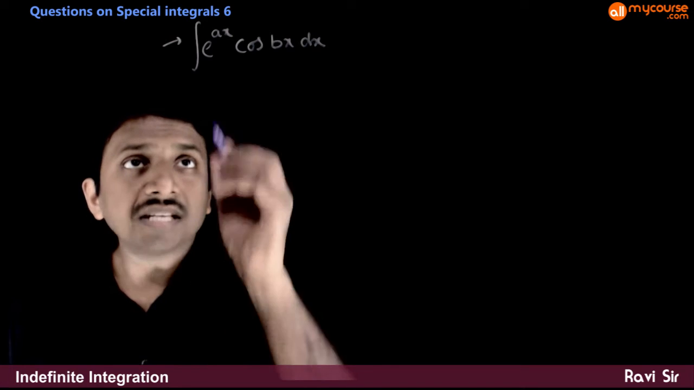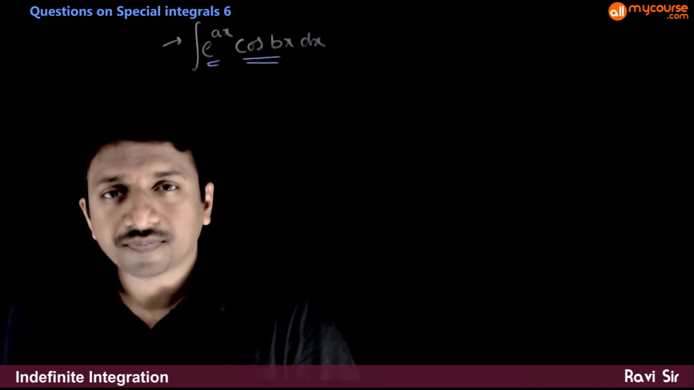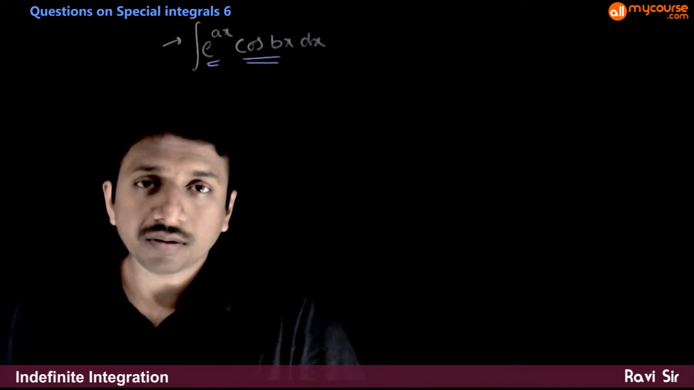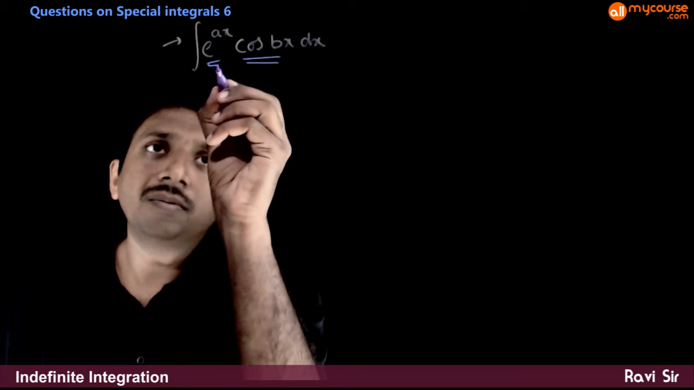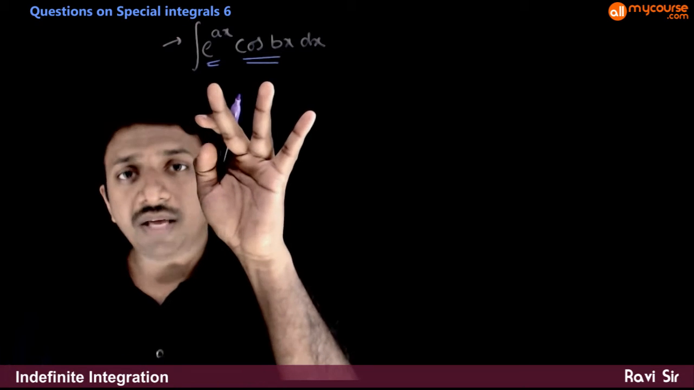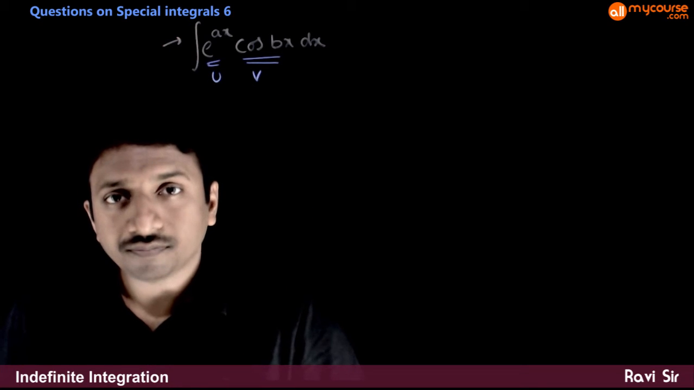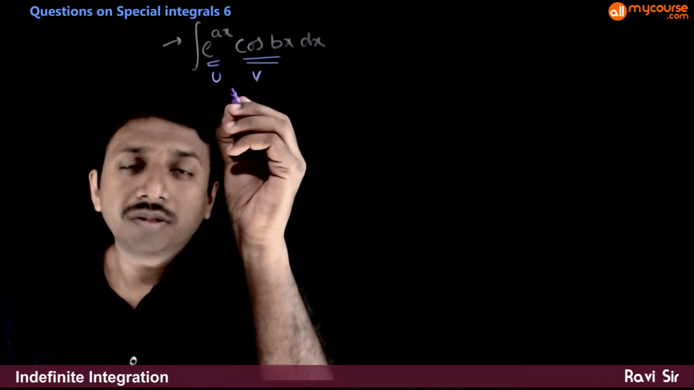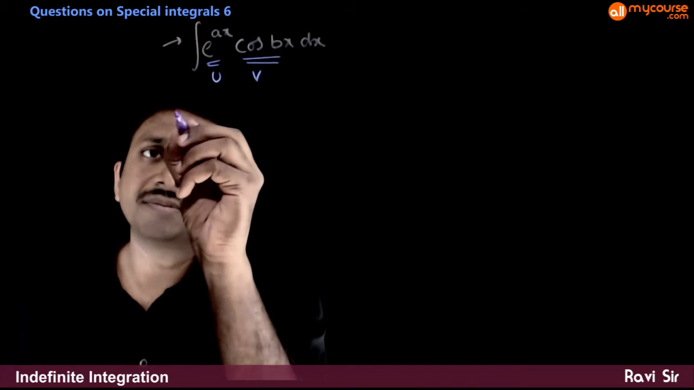So in this question, you're asked to integrate e power ax times cos bx dx. We have seen a formula for this. So let us see how we got the formula. There are two functions which are being multiplied. So let this be u and let this be v. Let us start our integration by parts.